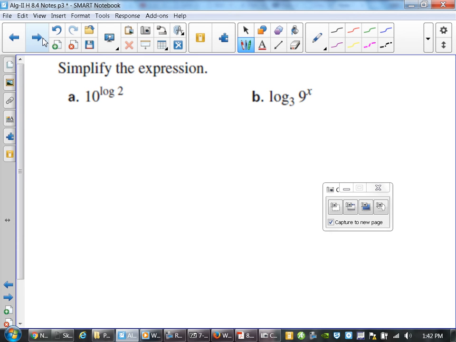It's 2. Because what's the log base that you don't see? 10. This is the same as saying 10 to the log base 10 of 2. Are these bases the same? Yes. So the answer is 2. Remember, a logarithm without any base is called the common log, and the common log is base 10. Any other base is denoted by a subscript.